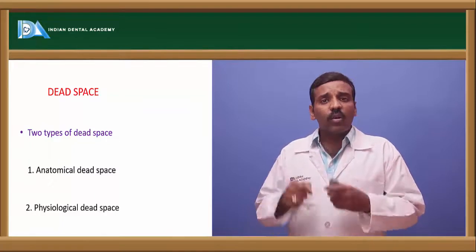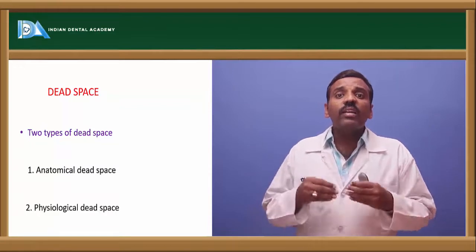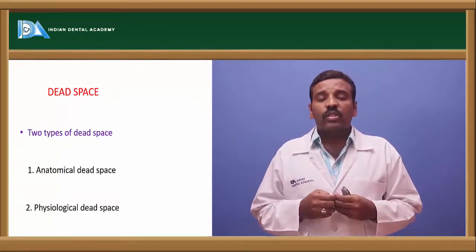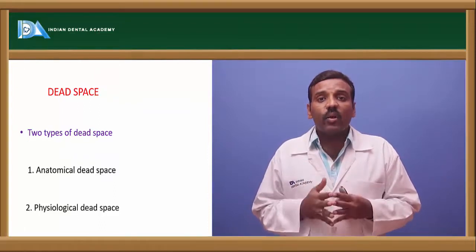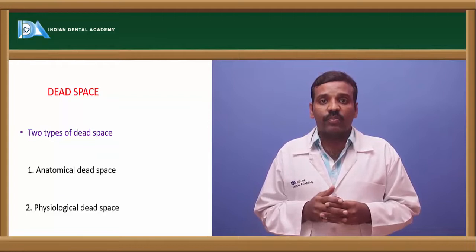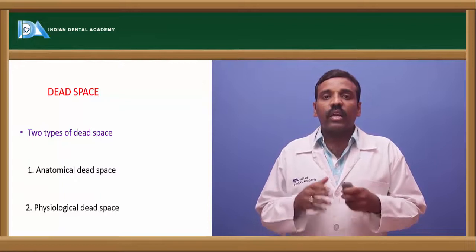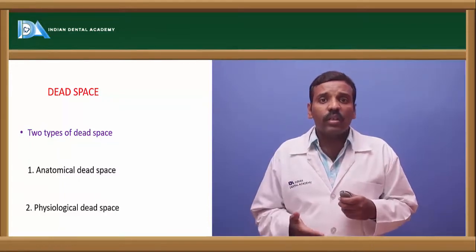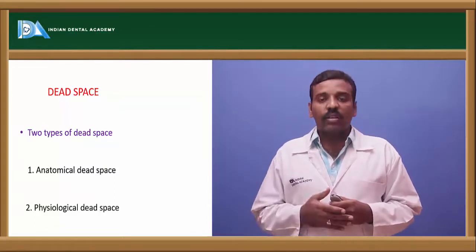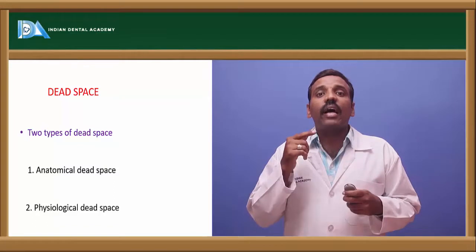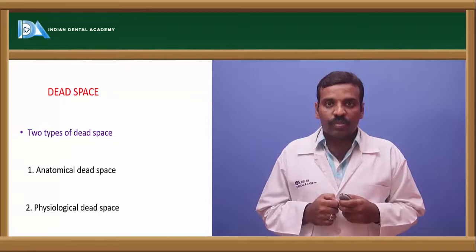Physiological dead space includes anatomical dead space also. Within the lungs, some amount of the air is not exchanged. That is called physiological dead space, and it also includes anatomical dead space. The amount of air which is not used during the exchanges is called physiological dead space. Structurally, the air which is present from the nose to the trachea is called anatomical dead space.